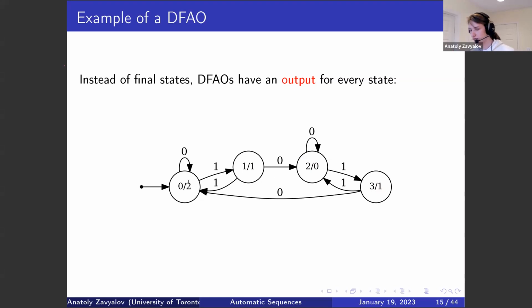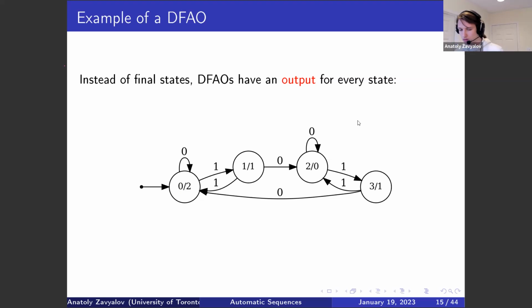So for example, if we feed in some binary representation of some number, and we end up at the state 2, 0, then the output of the automaton would be 0 on that input. Or if we end up here, it would be 2. So it's no longer accepting or not accepting. Now it's some kind of output.